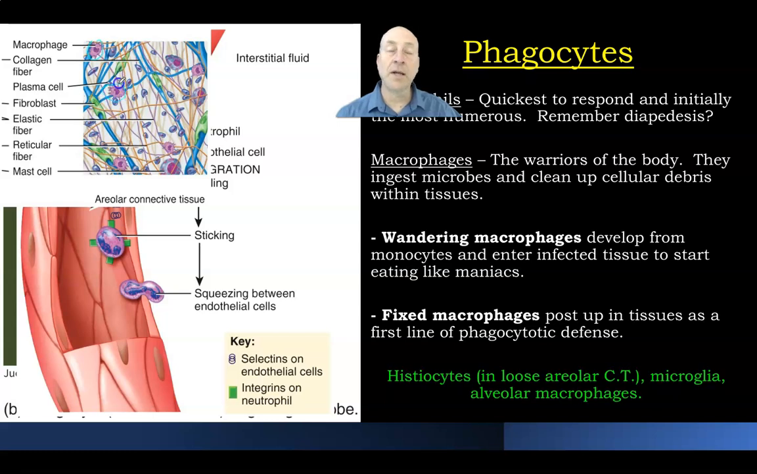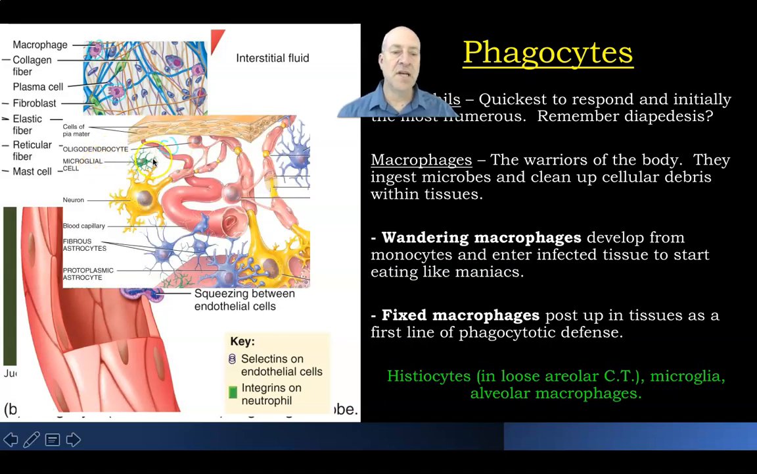Inside a loose areolar connective tissue, you have macrophages that just sit, the first line of defense. Those are called histiocytes. Microglia, inside of the parenchyma of the brain and nervous tissue, are phagocytotic cells that sit there eating up any invaders that get into the parenchyma of the brain. How important can that be?